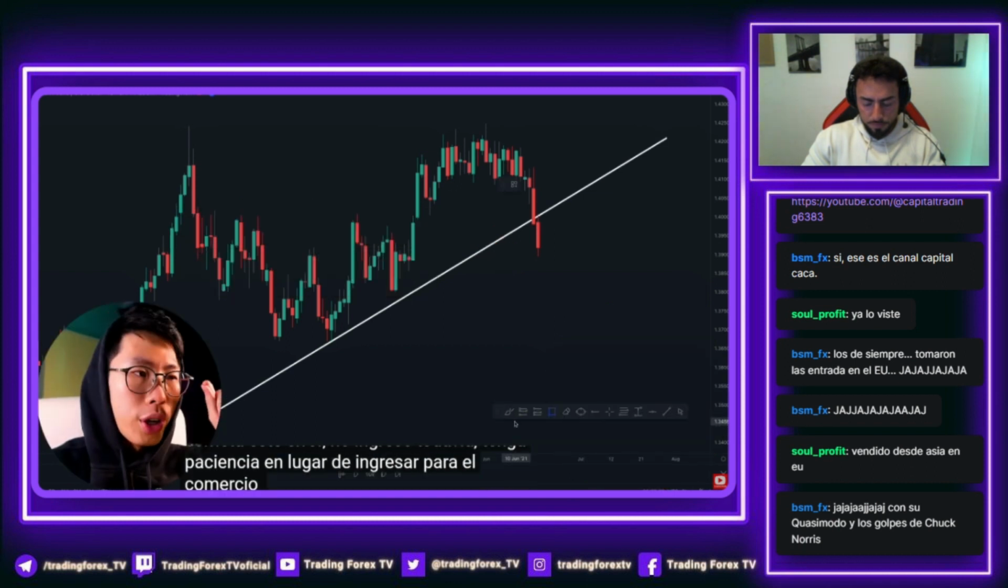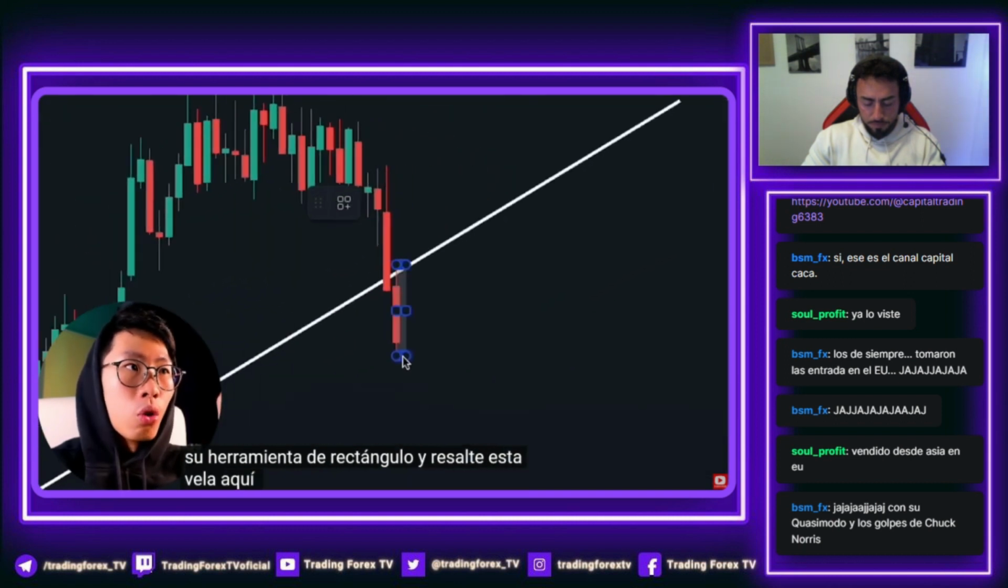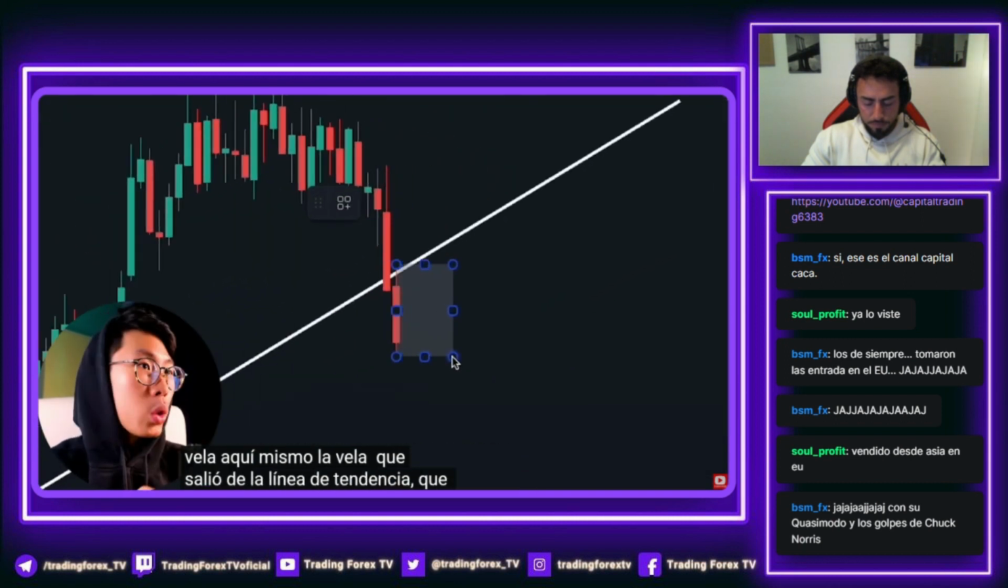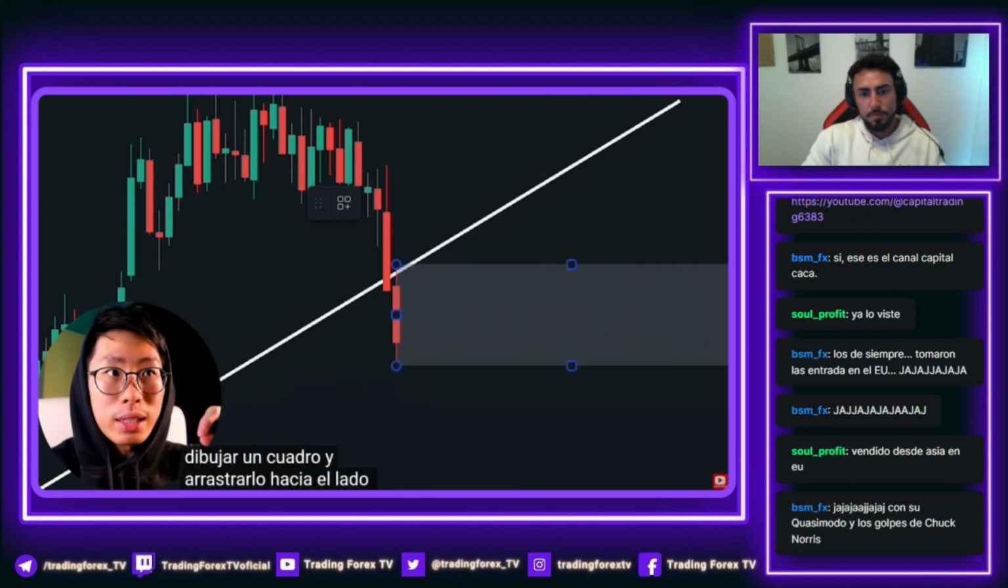Instead of entering for the trade right here, I want you to take out your rectangle tool and highlight this candle right here, the candle that broke out of the trend line, which is this one right here. And what I want you to do is to just draw a box and just drag it to the right side like this, just drag it.